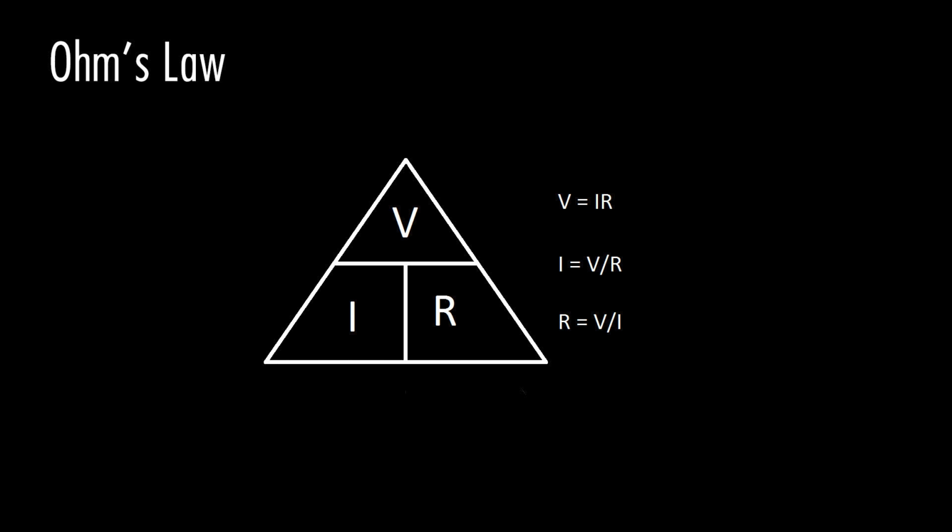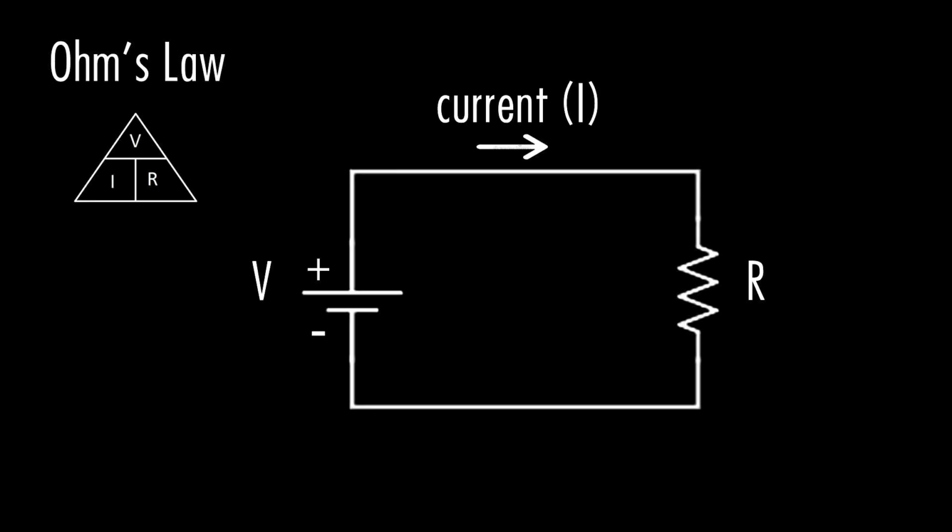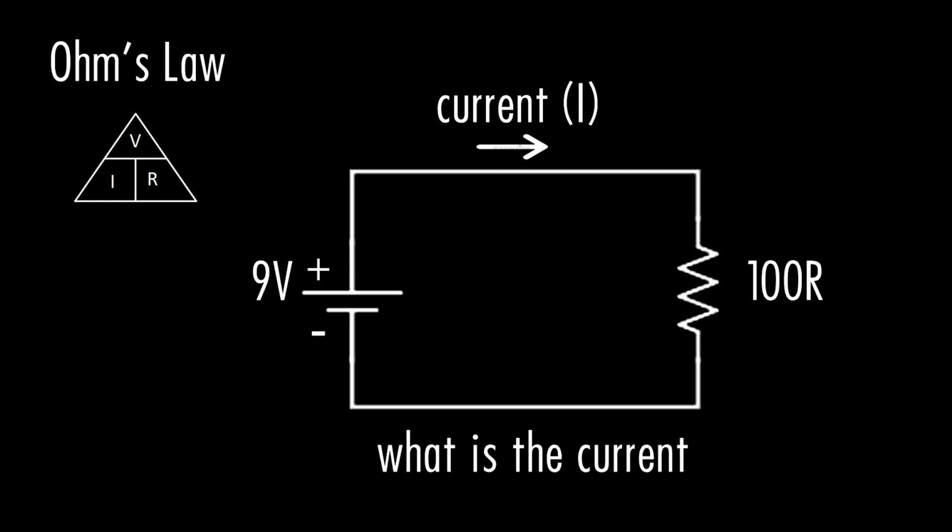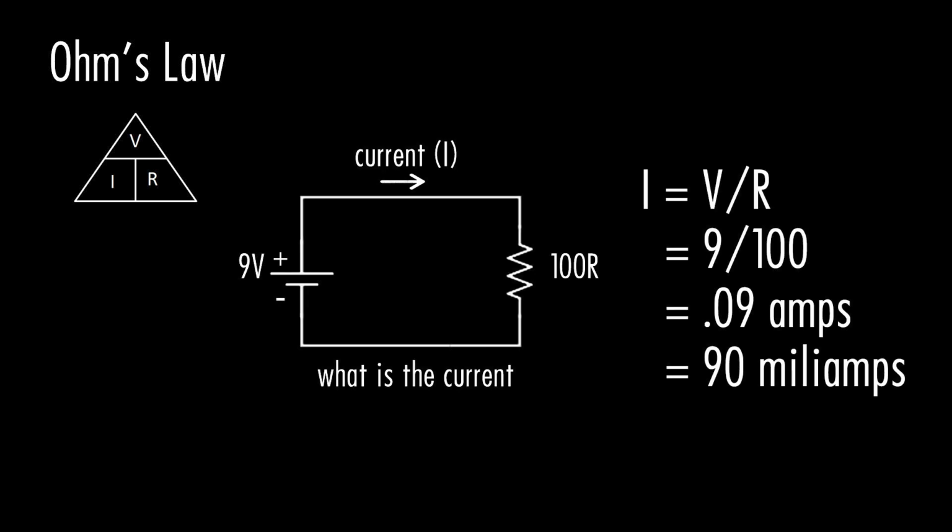Let's use an example here. Let's draw a simple circuit. We have a battery, we have a resistor. It's a 9-volt battery, and the resistor is, say, 100 ohms. What is the current of this circuit? So I equals V over R, which equals 9 over 100, which equals 0.09 amps, or 90 milliamps.